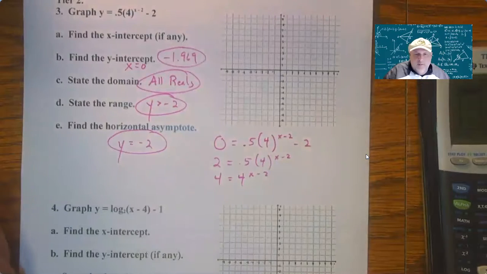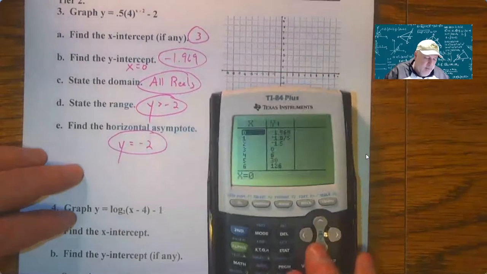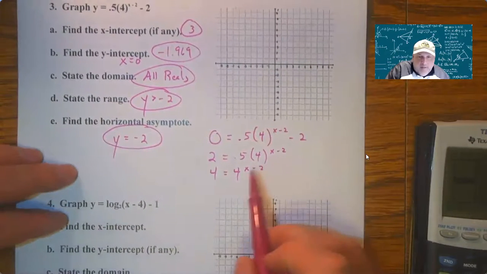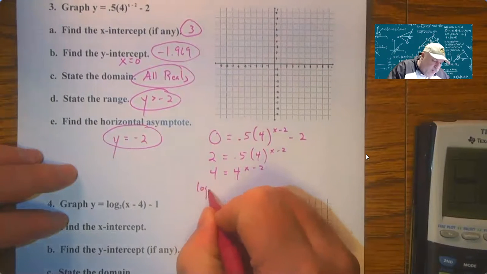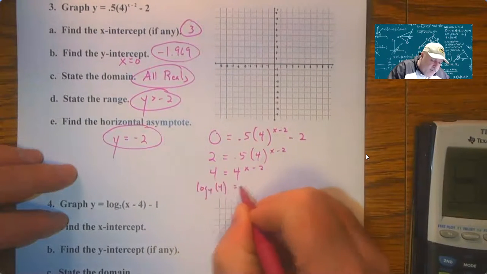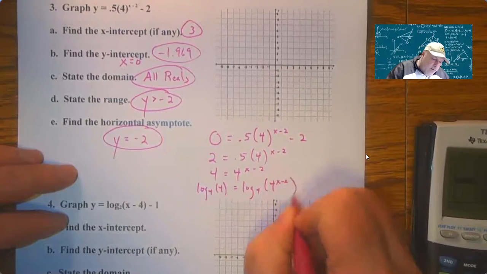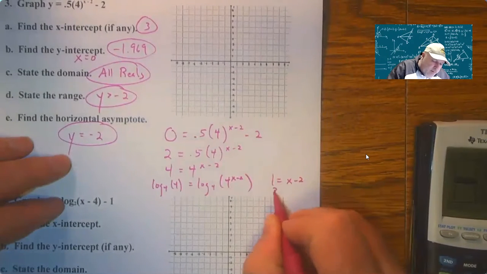Now at this point, you can just figure out that x has to be 3. You can also see on your table that it's 3, because 3 minus 2 is 1, and then 4 to the first power is 4. Or you could do log base 4 of 4 on both sides. So you'll get x minus 2 equals 1. So 3 is x.